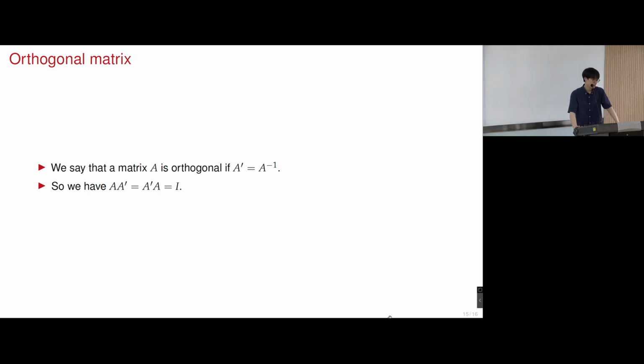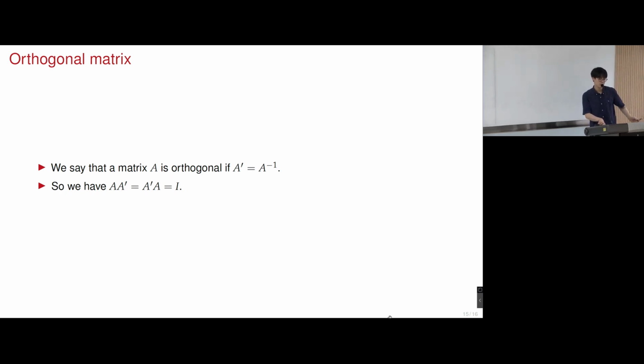And something about the orthogonal matrix. Orthogonal is nothing that difficult. It just means that by definition, A transpose equals A inverse. So basically, we are saying that A inverse is just the transpose of A, right?